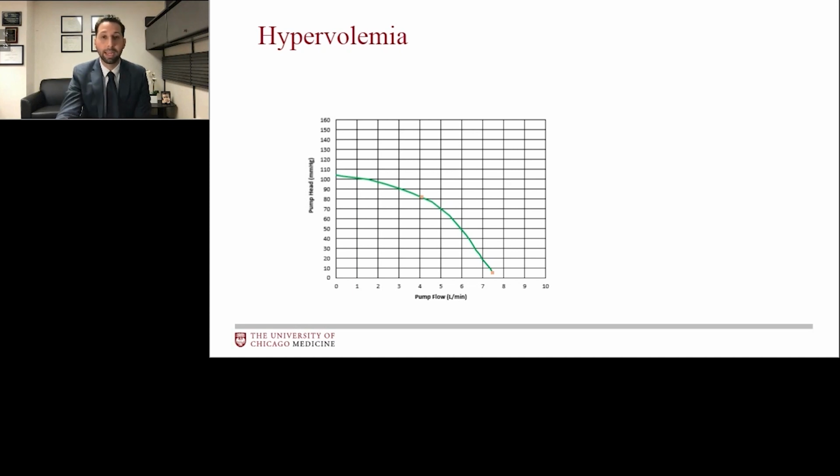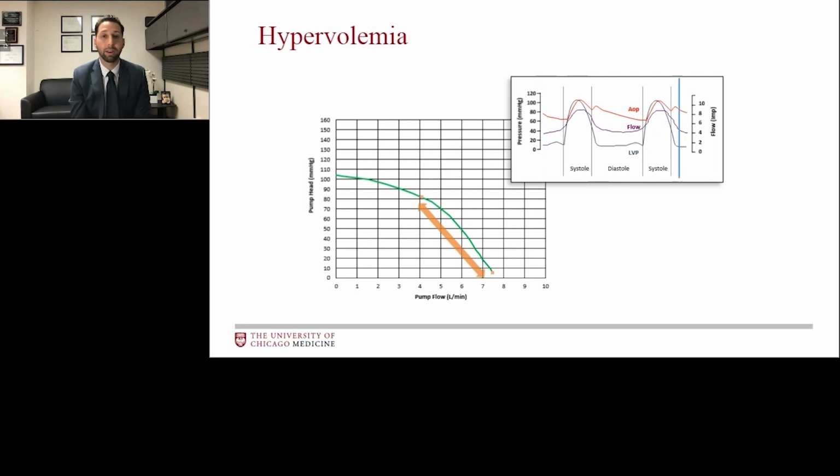So here, again, in the insert, in red, we have aortic pressure. In blue, we have left ventricular pressure. And in purple, we have LVAD flow. During diastole, we have a pressure gradient of 80 millimeters of mercury, which on this HQ curve correlates with a diastolic flow of 4 liters per minute. During peak systole, the red line and the blue line are touching. The gradient is 0, and the peak systolic flow is 7.5 liters per minute.